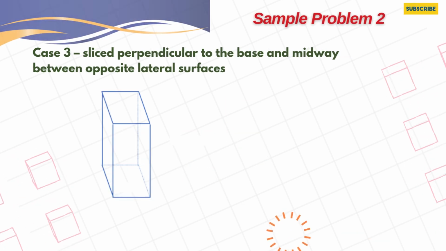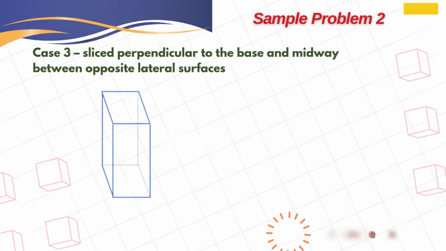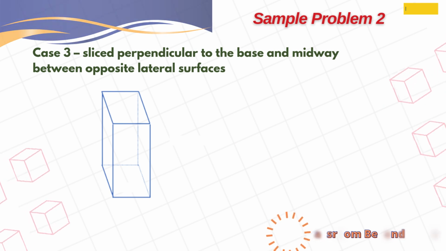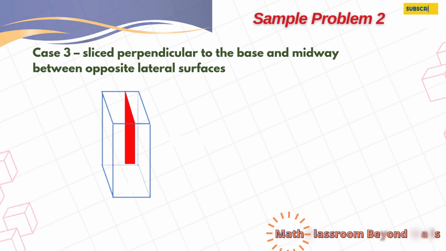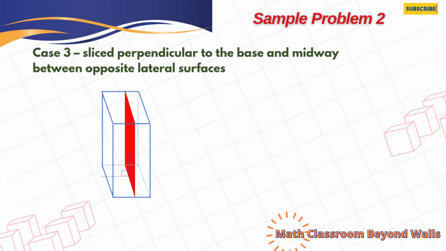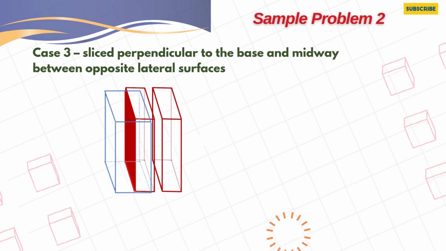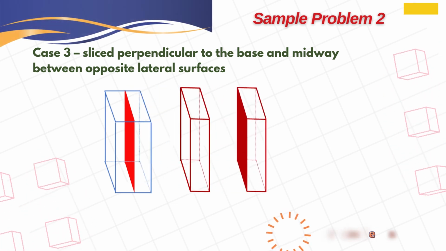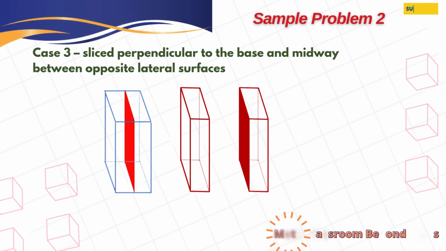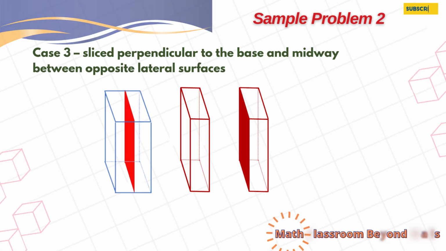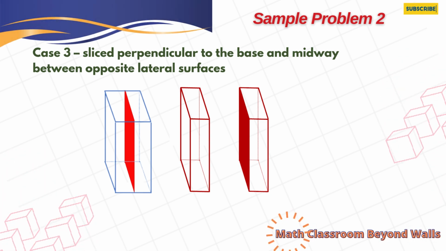For case 3, we slice it perpendicular to its base and midway between the 2 opposite lateral surfaces. Okay, let's go. These are now the 2 prisms produced. Getting 1 small prism from each case, we now have here the set.